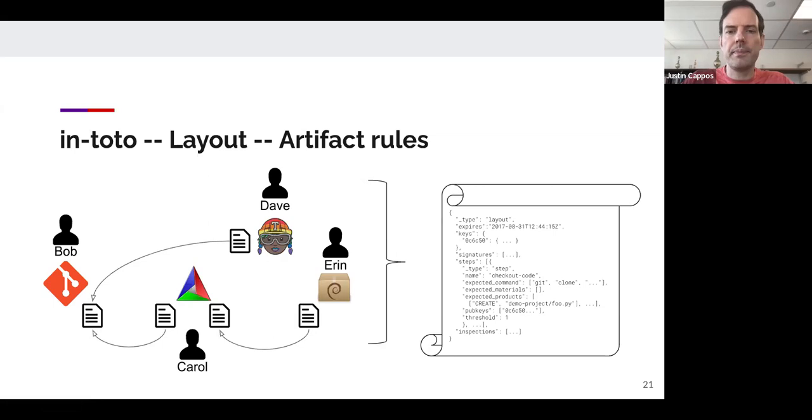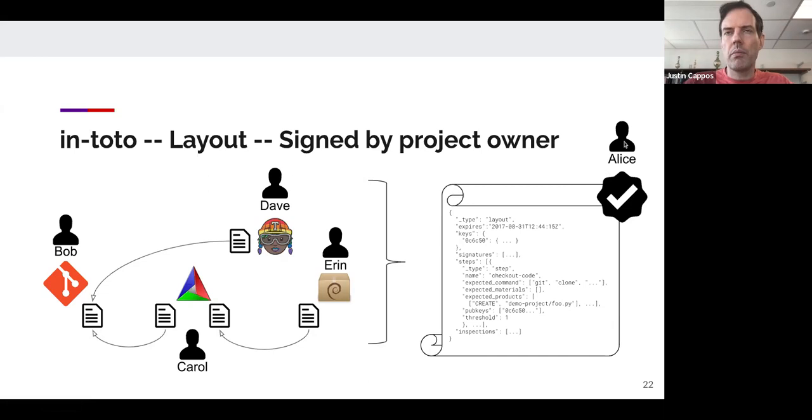Okay. And the layout itself is signed by the project owner, in this case, Alice, to say, this is how my software is made. And you do this when you set things up. And if you make a substantial change, like if you decide that you're changing your build system, let's say you're going to do reproducible builds, so you have two different build servers that build things, and their materials and products have to agree and so on, then you would modify your layout. But in general, you create this, and then usually you can just go and build your software for months or whatever and not have to change your layout. Does that make sense? Okay, I'll just assume it does.